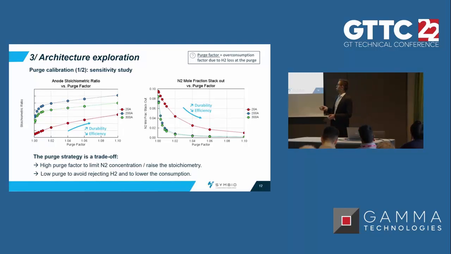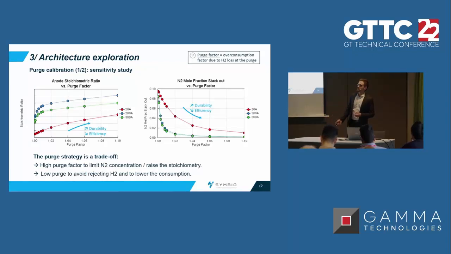Basically, what we can see is the more we purge, the less nitrogen we have in the anode loop, and so the more hydrogen we have, which means more stoichiometry, which is great. So there is a trade-off here between durability and efficiency. And we can sense that this trade-off would be more interesting between 1 and 1.02, because in this range, a small variation of the purge factor will have a big impact on the anode stoichiometry. So we're able to gain some durability without losing too much consumption.